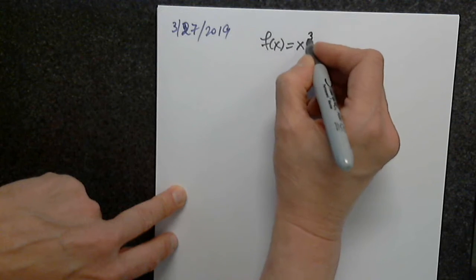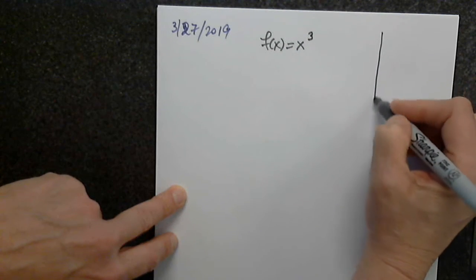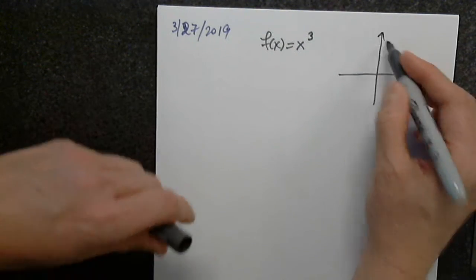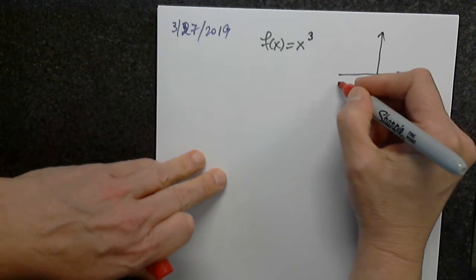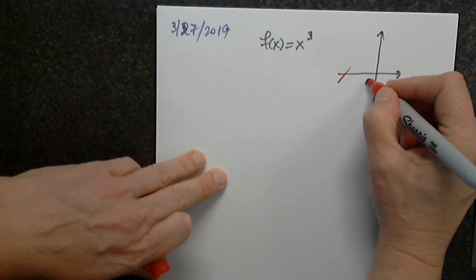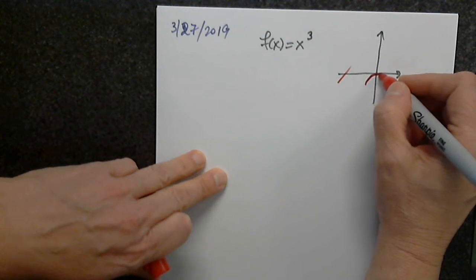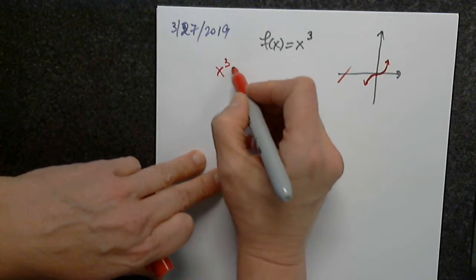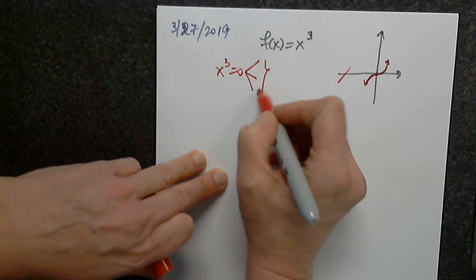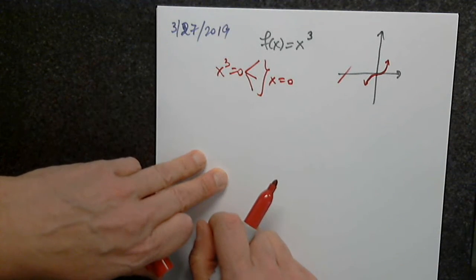f of x equals x cubed. We graphed this function when we talked about symmetry. And you may remember the graph, I hope. So let me graph it again. It's not like this. It's like this, because x cubed equals 0 has 3 solutions and they're all x equals 0.